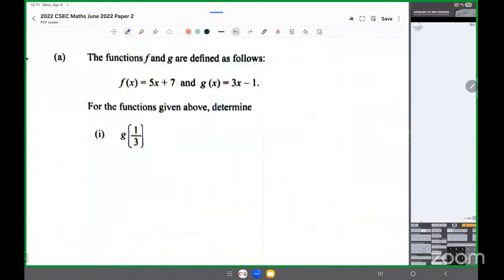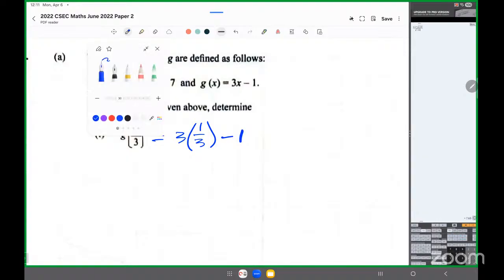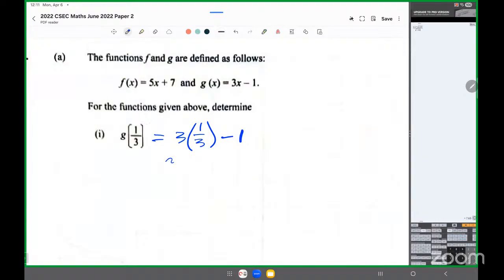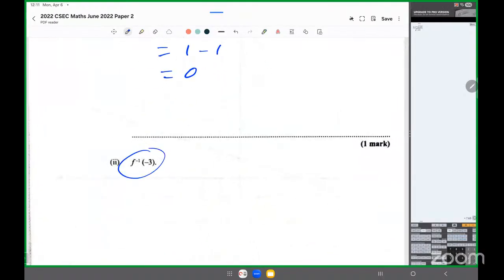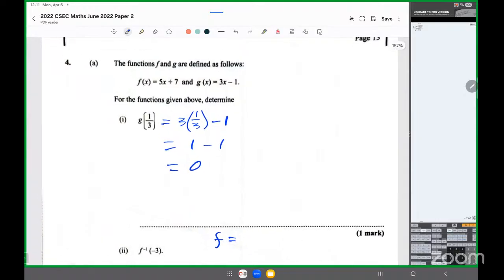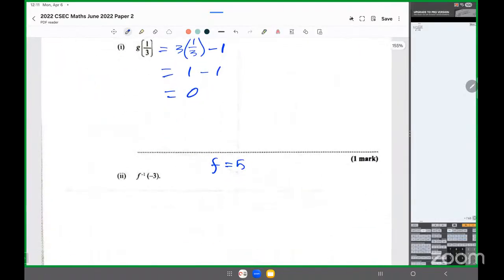That's g. So it becomes equal to 3 times a third minus 1. And that becomes 3 times a third is 1, minus 1. 1 minus 1 is 0. The answer there is 0. Next part, f to the minus 1 of negative 3. Let's just write down what f is. F is equal to 5x plus 7. And there are multiple ways to do this.